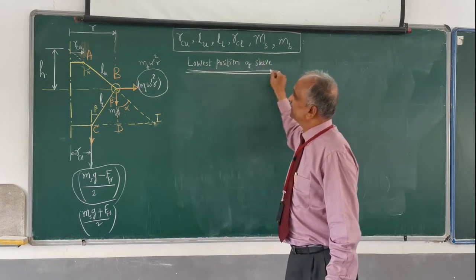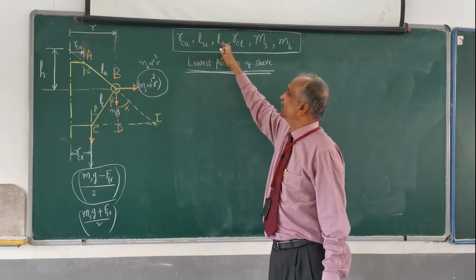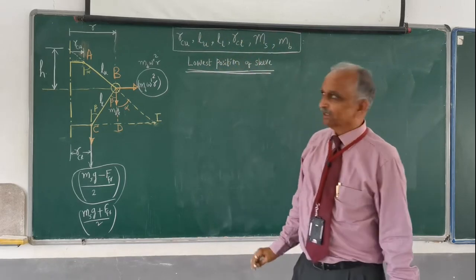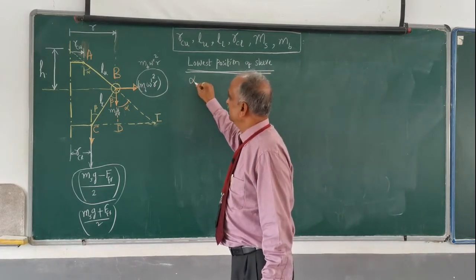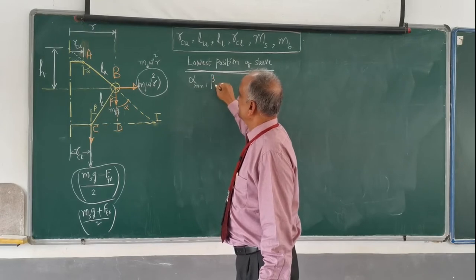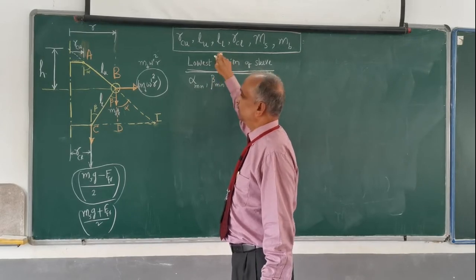Please remember these, RCU, NU, NL, RCL, NS and MB, they remain the same. Then what are the different ones? Alpha minimum, then what is called beta minimum. Minimum corresponds to the lowest position.